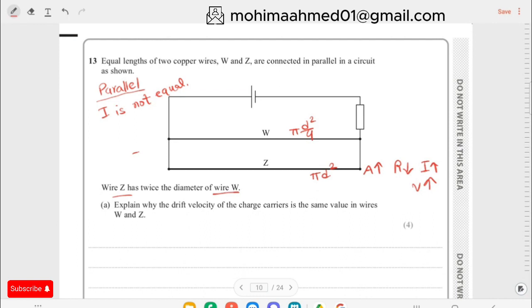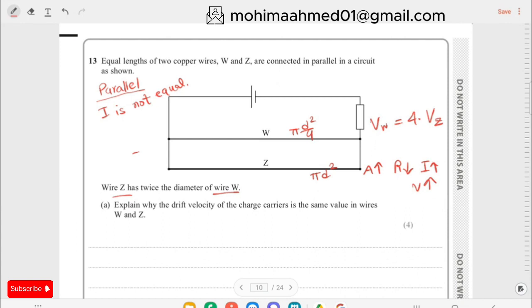Now, in the case of W, we have already seen that the drift velocity for wire W is mathematically 4 times the drift velocity for wire Z. If this was not a series combination, then we could easily say that the drift velocity for wire W is 4 times the drift velocity for wire Z.